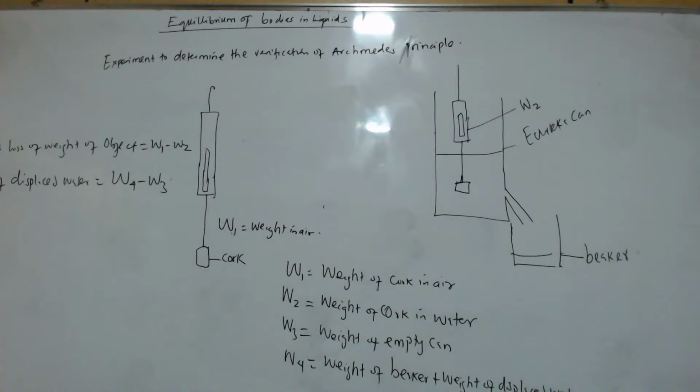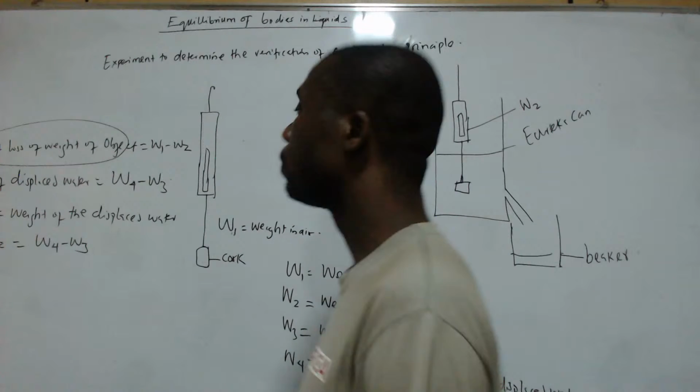So let us pick one or two calculations. The apparent loss in weight of the object, which is upthrust, is equal to the weight of the liquid displaced. Or we go into flotation.